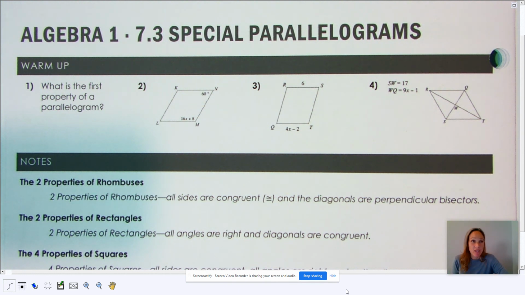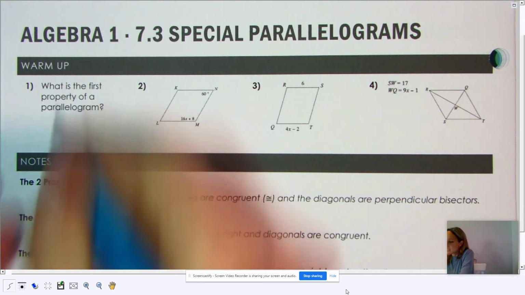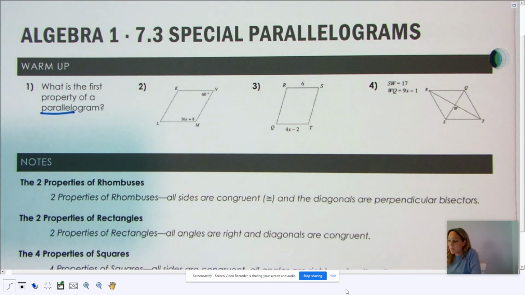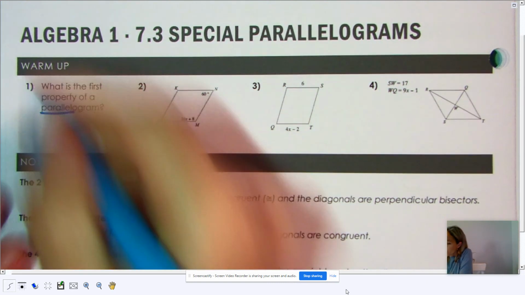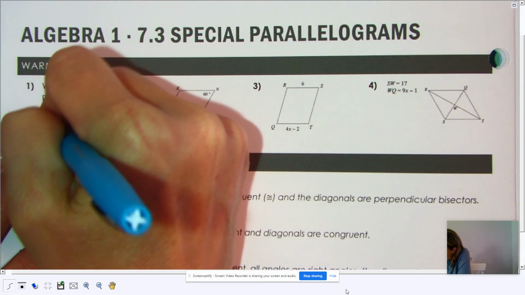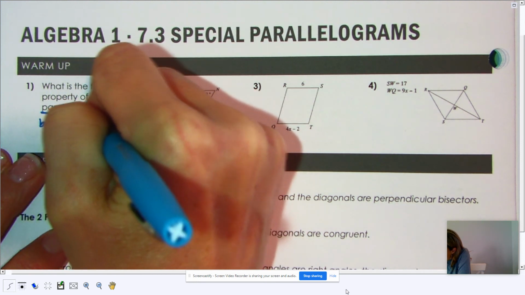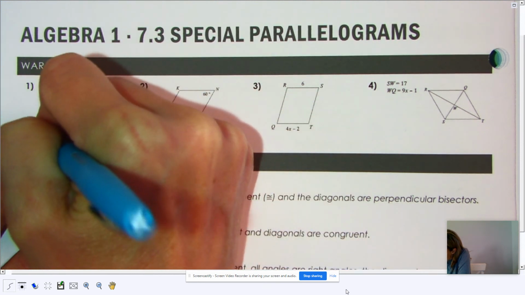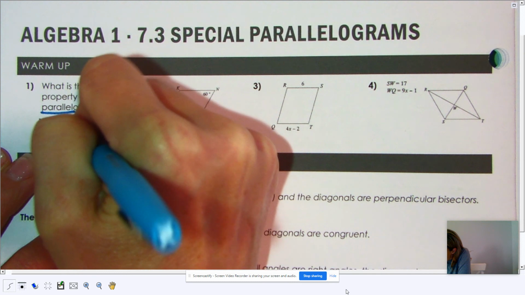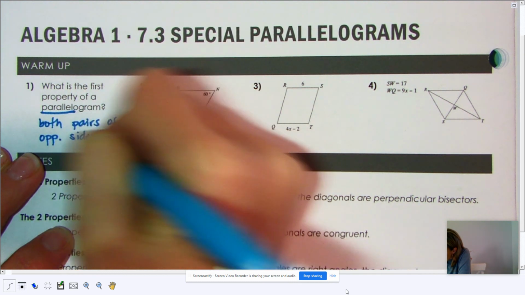Okay, so here is your warm-up. Question number 1 is, what is the first property of a parallelogram? And it is in the name, parallelogram. We know that both pairs of opposite sides are parallel.